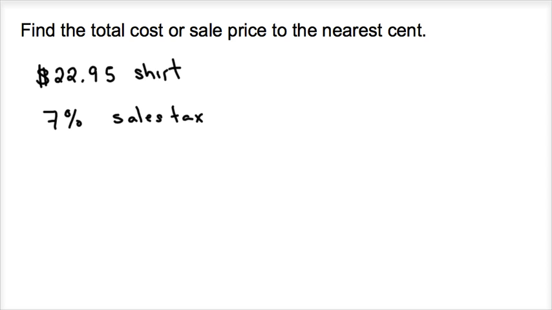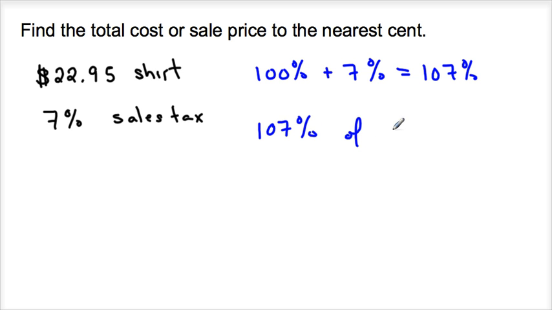When you go and buy a shirt or anything you're buying, you're going to give the cashier 100% of the $22.95. You're also going to give the cashier an additional 7% for the tax. So what percent are you actually paying for this shirt? 107%. So then my other question is, if I'm looking for this final sale price, what is 107% of $22.95?